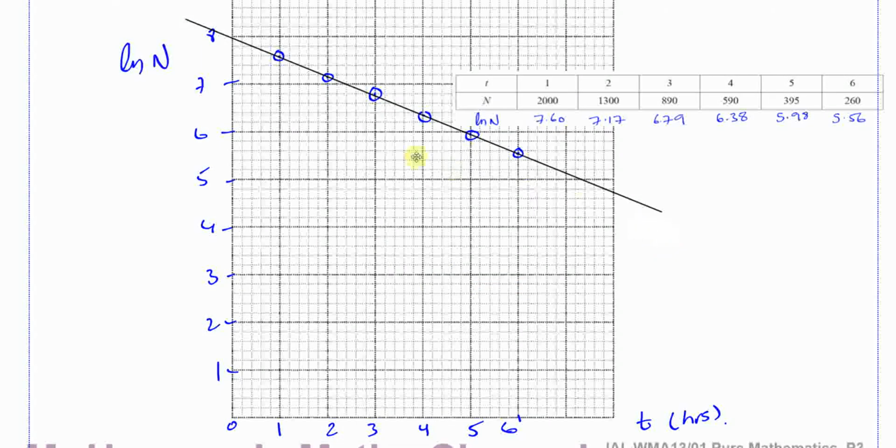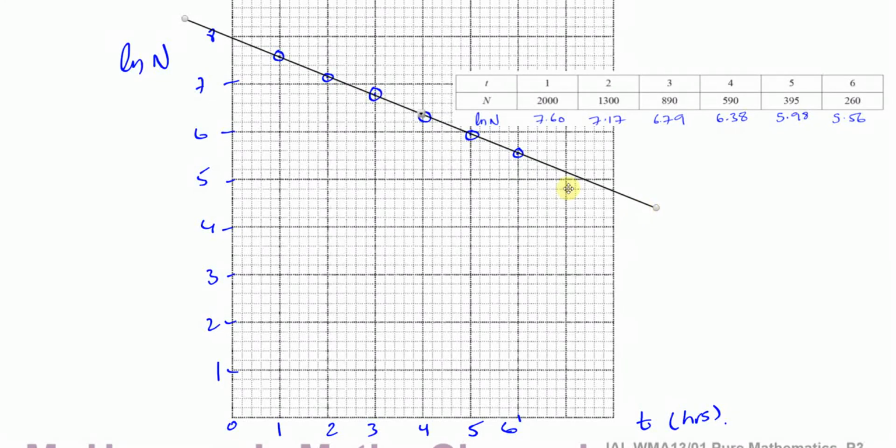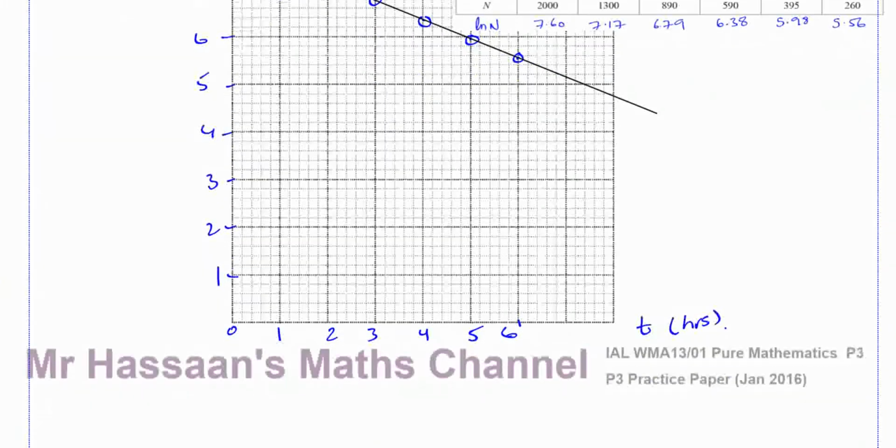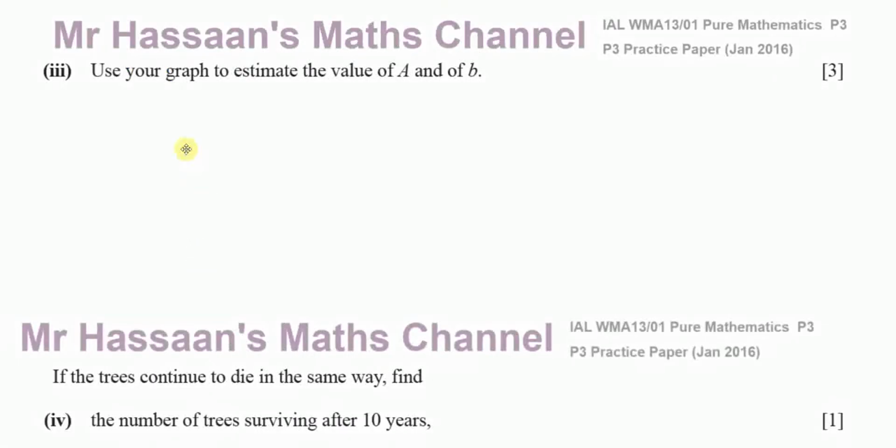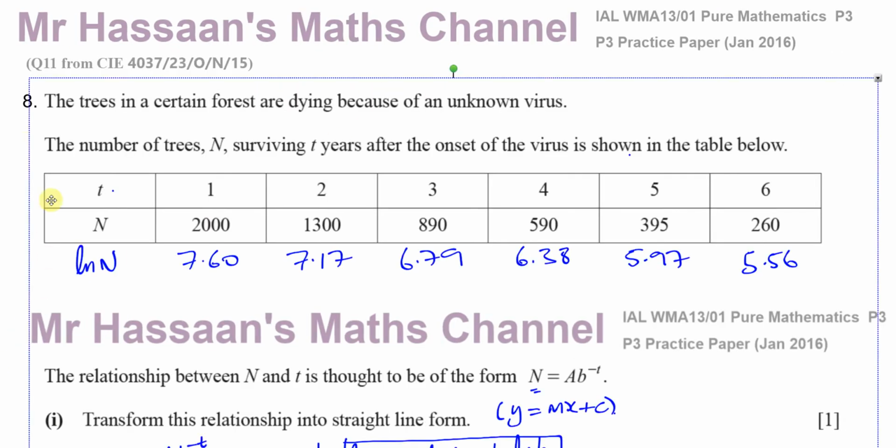So it looks to me that this graph, if you draw it properly, is going to go through 8. Now we've drawn the graph, and we've got to do part 3, which is on the other page. It says use your graph to estimate the values of A and B.